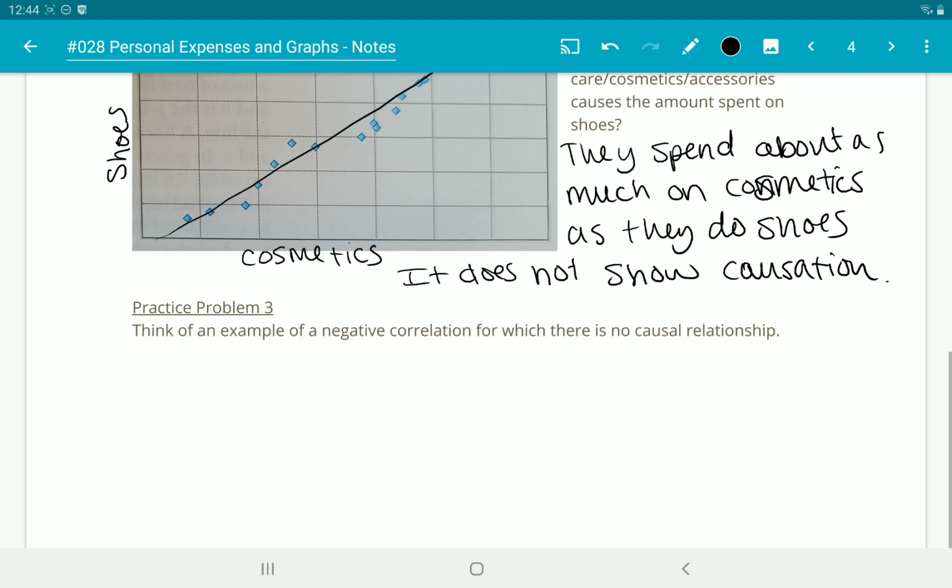Practice problem 3, I want you to try on your own. Think of an example of a negative correlation for which there's no actual causal relationship. So I want you to think of something that goes up when something else goes down, but it's not necessarily caused by each other.